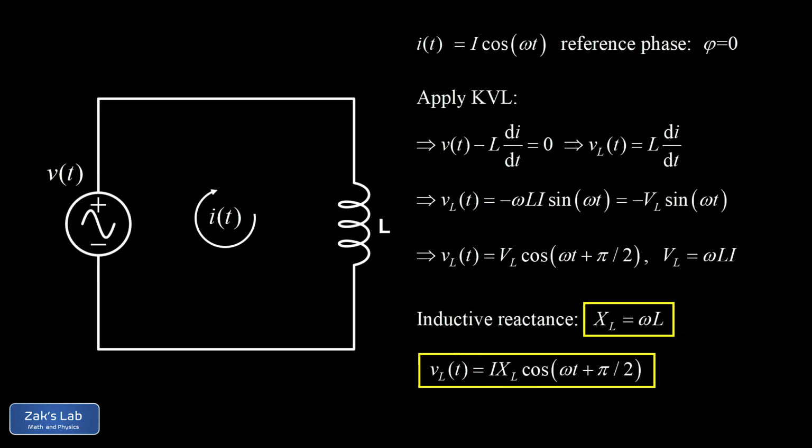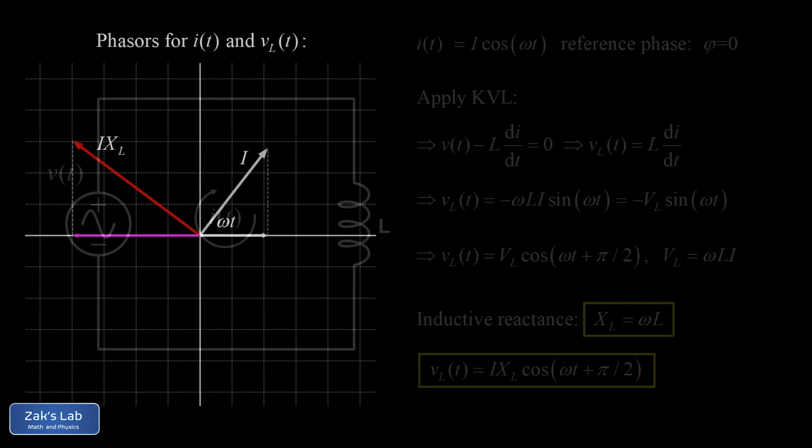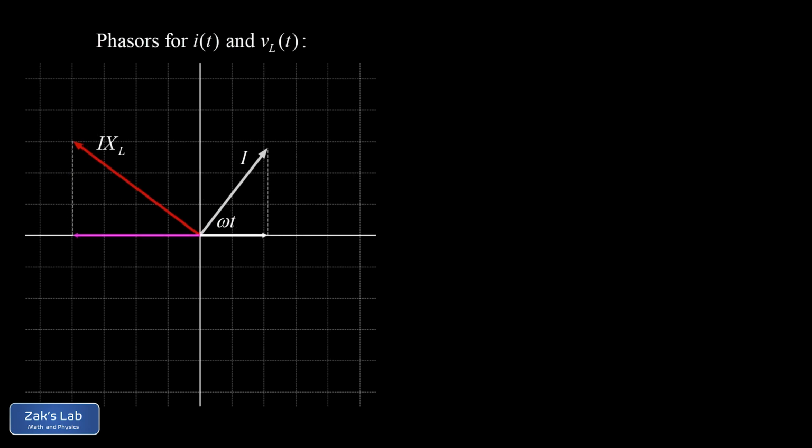Next we want to take a look at the phasor representation of this voltage function for the inductor. Here's the static phasor representation of both the current function, as usual, tilted at an angle of omega t at this particular instant in time and having a phase angle of 0, and the voltage across the inductor, shown in red with a magnitude of I times X sub L. Remember, that's the voltage amplitude. And this voltage phasor is advanced an additional angle of pi/2, or 90 degrees, relative to the current phasor.